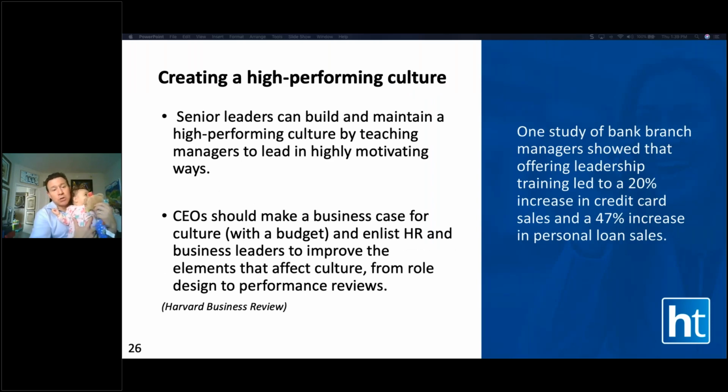Creating a high performance culture. So senior leaders can build and maintain a high performing culture by teaching managers to lead in highly motivating ways. So tools like this can teach leaders to be better leaders. It'll give them insights to be a different leader to every subordinate.